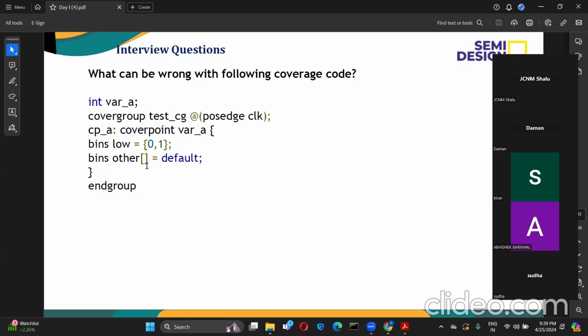Is it possible to take bit in the place of int? Yeah, you can take anything, there is no rule. With the default bin it will work, because bit means only one bit. If you provide bit 31 down to 0, then it will be the same. There is not going to be any difference.